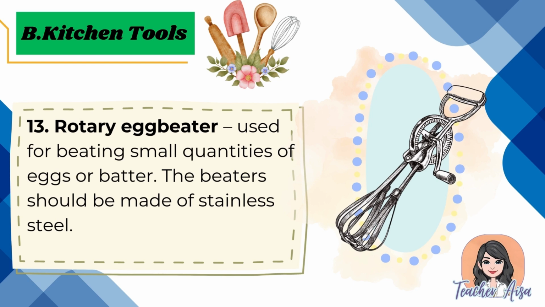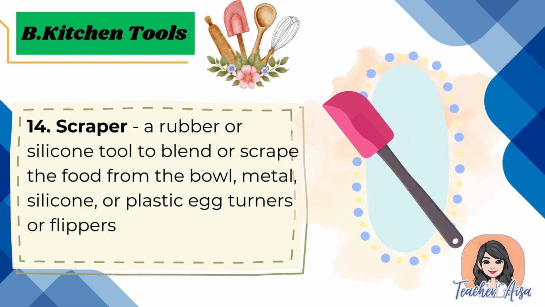13. Rotary egg beater, used for beating small quantities of eggs or batter. The beaters should be made of stainless steel. 14. Scraper, a rubber or silicone tool to blend or scrape the food from the bowl, made of metal, silicone, or plastic. Egg turners or flippers.